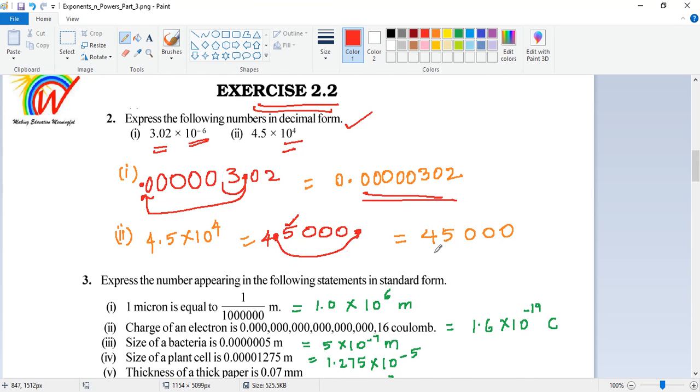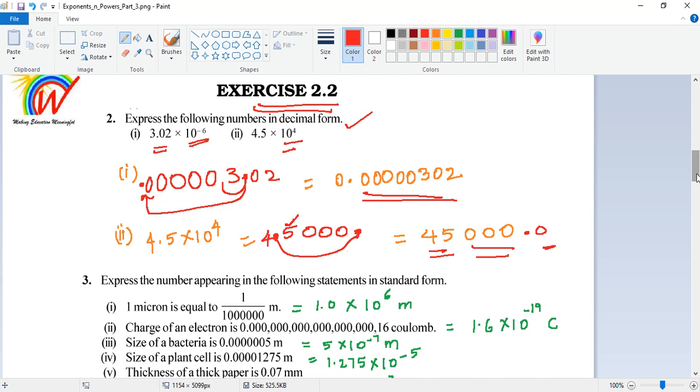So I will write 45 and 3 zeros and then put a point. Since there are no numbers after the point, I don't have to write any number. Okay, I just have to write 45,000. I don't have to put a point and show it. But even if you put a point and put a 0, it's okay. Okay, but we don't have to do that. If some number is there, we can write it. If it is 0, then you don't have to write it.